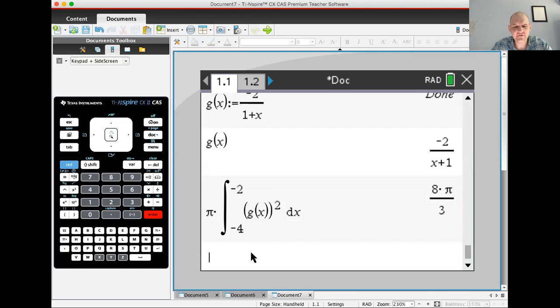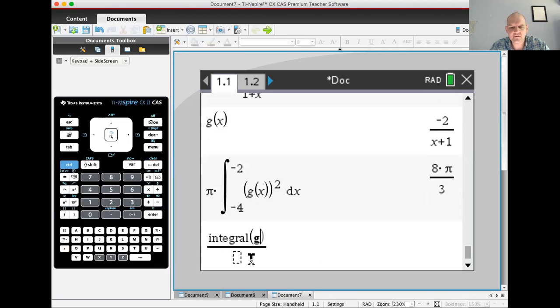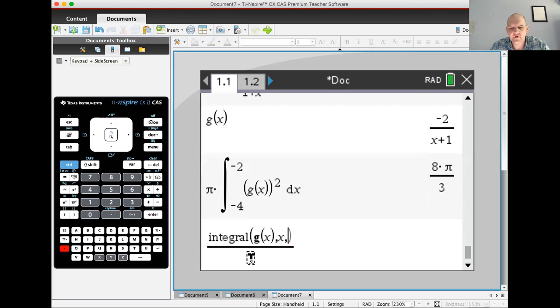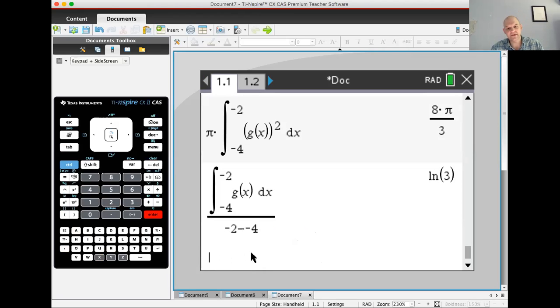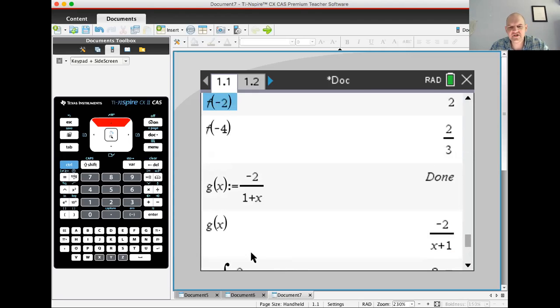So the average value is going to be the integral from -4 to -2 over the interval, which is -2 minus -4. Ooh, natural, interesting, natural log of 3. That makes sense. We didn't need a calculator for that. We didn't need a calculator for either of those, actually, but luckily I wrote the problem so it said to use a calculator.